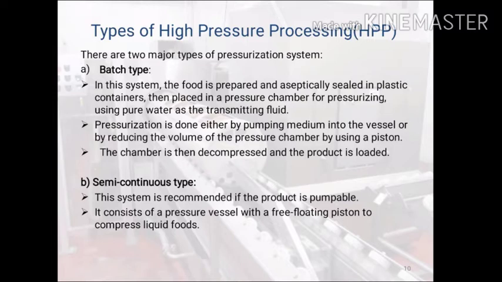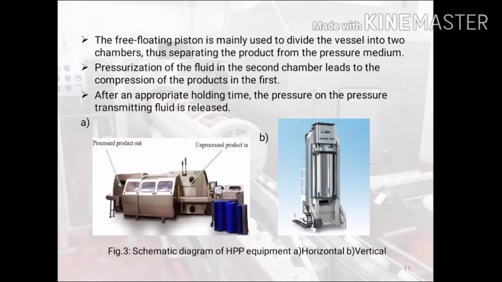Next are semi-continuous systems of high pressure processing. These systems are recommended if the product is pumpable, and they consist of a pressure vessel with a free floating piston to compress the liquid foods. The free floating piston is mainly used to divide the vessel into two chambers, thus separating the product from the pressure medium. Then pressurization of the fluid in the second chamber leads to the compression of the product in the first chamber.